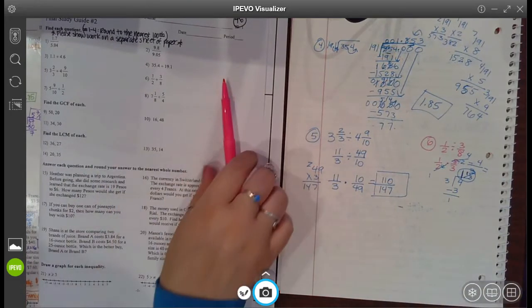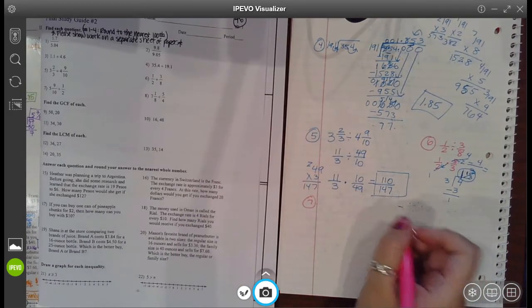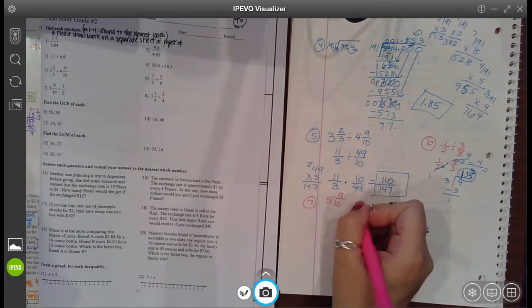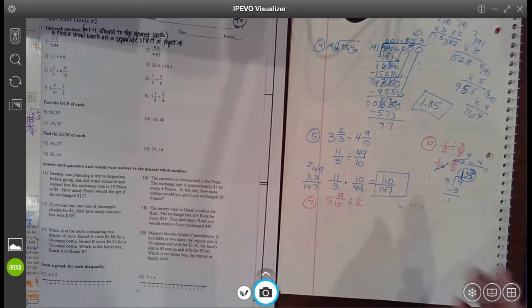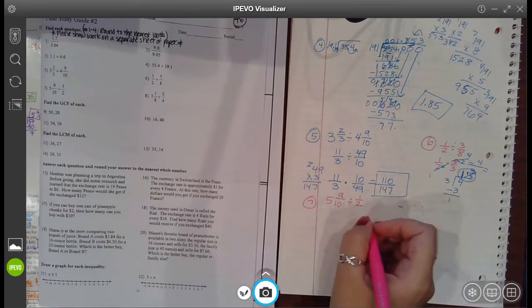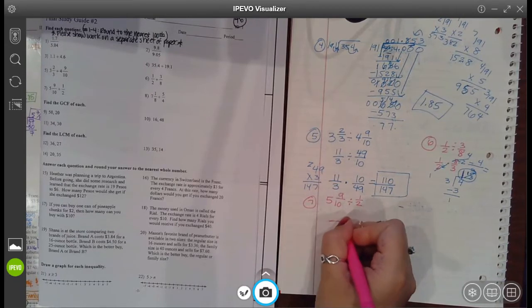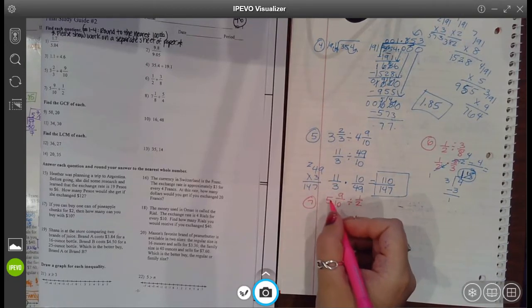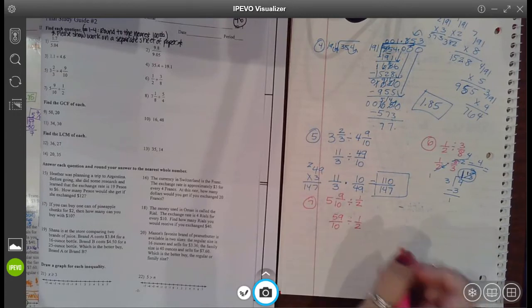Okay, number 7. 5 9/10 divided by 1/2. If you haven't tried one of these yet by yourself, why not pause it and try this one? Okay, so again, we want to change this mixed number to an improper. Keep it the same. And then to get your numerator, this times this plus this. So 50 plus 9 is 59. Divided by 1/2.